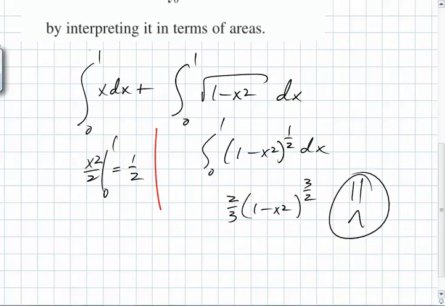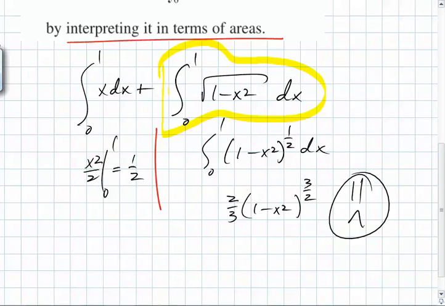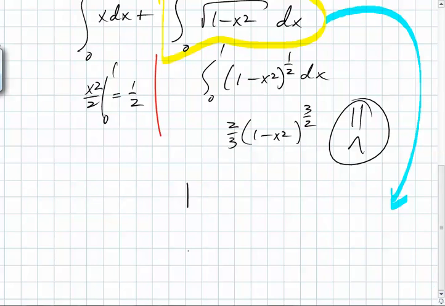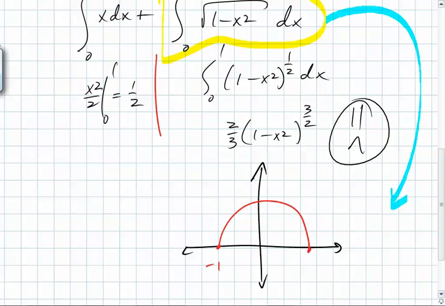It says, interpreting in terms of areas. So my question to you is, this means the area under the curve of that function. What does the square root of 1 minus x squared look like? It's a semicircle, right. It's the upper half of the circle, and it goes from -1 up and over to 1.